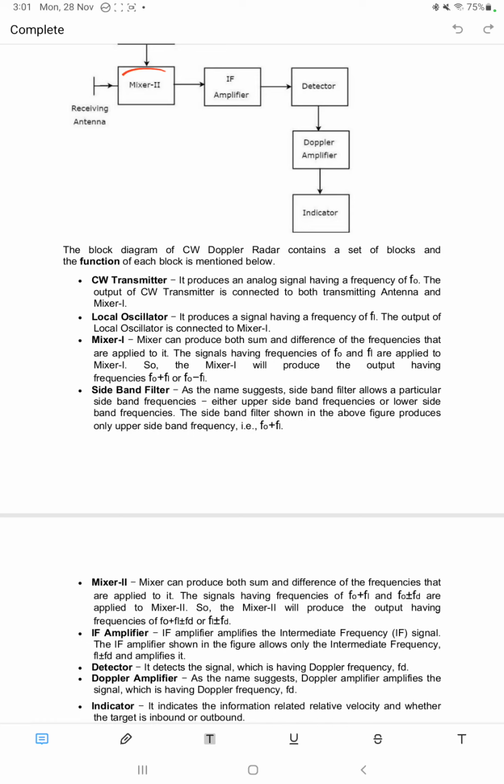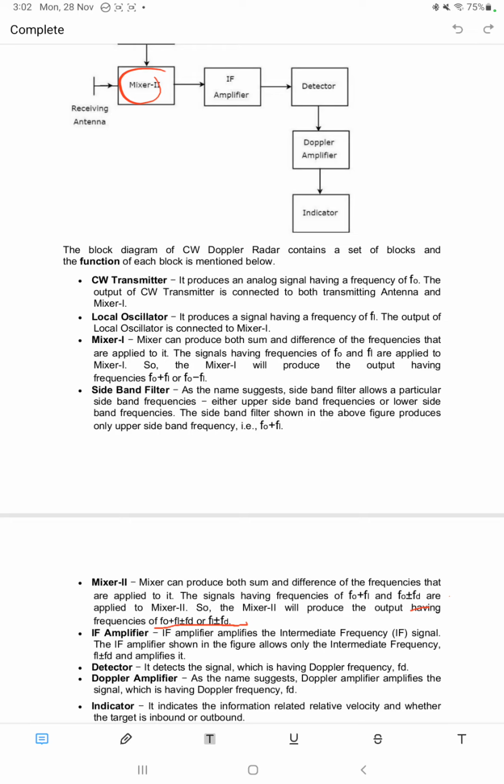Now mixer 2. After the sideband filter, mixer 2 can produce both sum and difference of the frequencies applied to it. The signals having frequencies f0 plus f1 and f0 plus or minus fd are applied to mixer 2. So mixer 2 will produce output having frequencies f1 plus or minus fd.